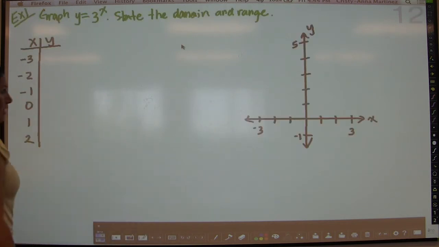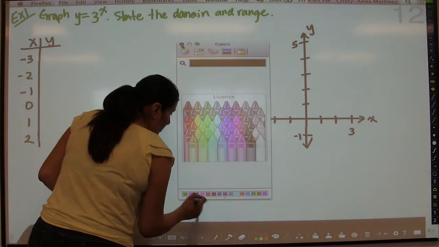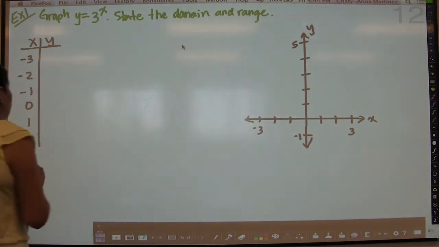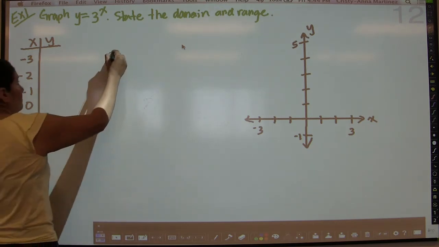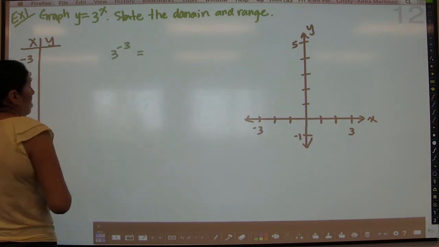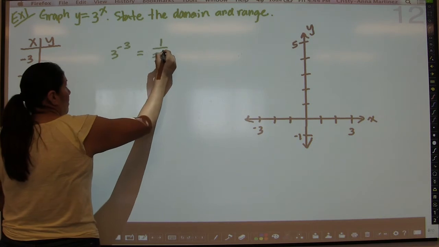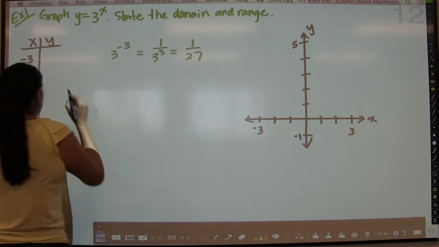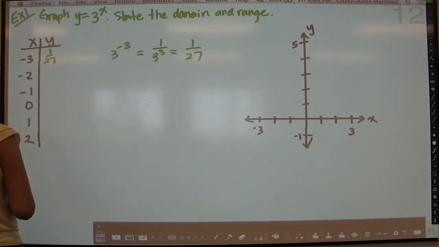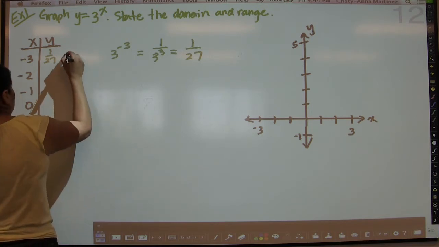So we're now going to go ahead and graph this function here. It says to graph y equals 3 to the x power and state the domain and range. The first thing I want to do is make a t-table of some values. I've already chosen some x values here. So 3 to the negative 3 power is basically 1 over 3 to the 3rd power, and 3 to the 3rd power is 27, so it's 1 over 27. That's a very small number. 1 divided by 27 is roughly 0.037.